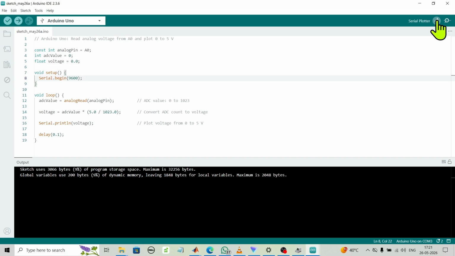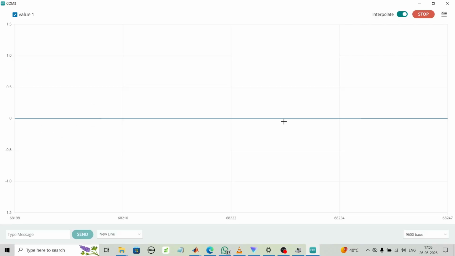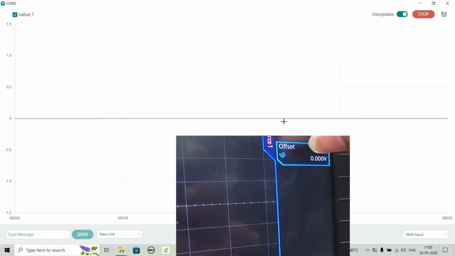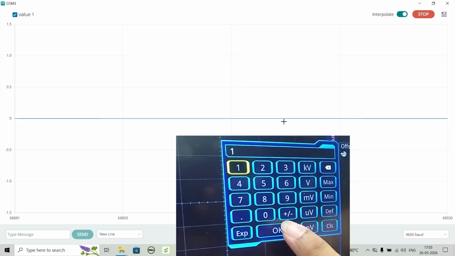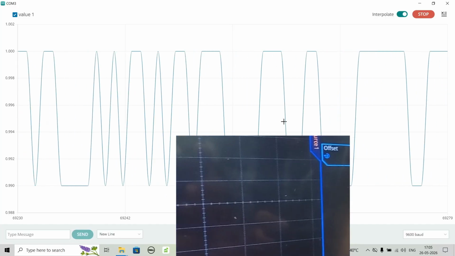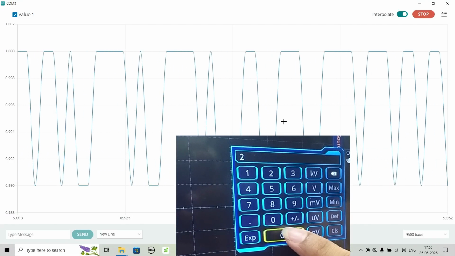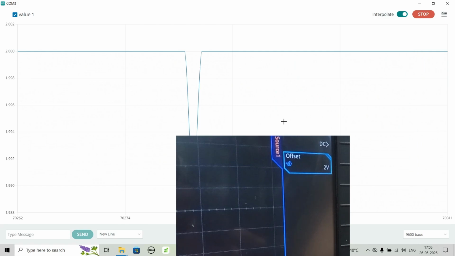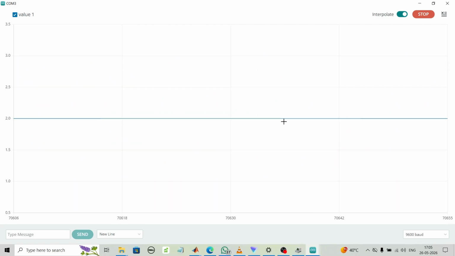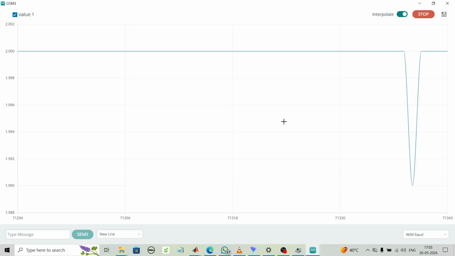Now I will open the serial monitor. When I apply 1 volt from the DSO signal generator, we can observe nearly 1 volt in the serial monitor. Similarly, when I apply 2 volts, the serial monitor also shows nearly 2 volts. This confirms that the voltage applied at A0 is being read and displayed correctly.